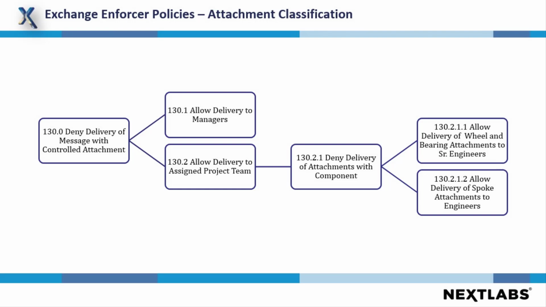Now, after checking the assigned project team members, the policy checks to see if the attachment not only has a project attribute, but a component attribute. If it does, it again denies delivery of the message and checks to see if the recipient is an engineer authorized to work on those different components.